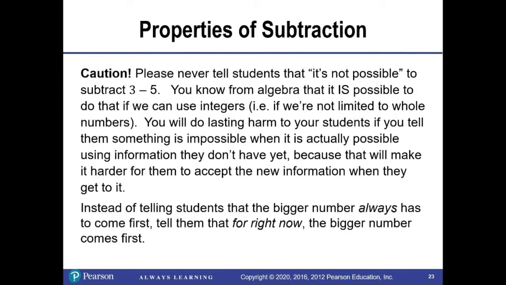However, never tell a student that it's not possible to subtract 3 minus 5. It is. Again, you know from algebra that 3 minus 5 is negative 2 when we bring in our integers. It's just not possible in the whole numbers. If you ever tell your students that something is not possible when it is, just with information they don't have yet, that's going to make it harder for them to accept the new information when they get to it. So instead of telling students that the bigger number always comes first with subtraction, tell them that for right now, our bigger number comes first.